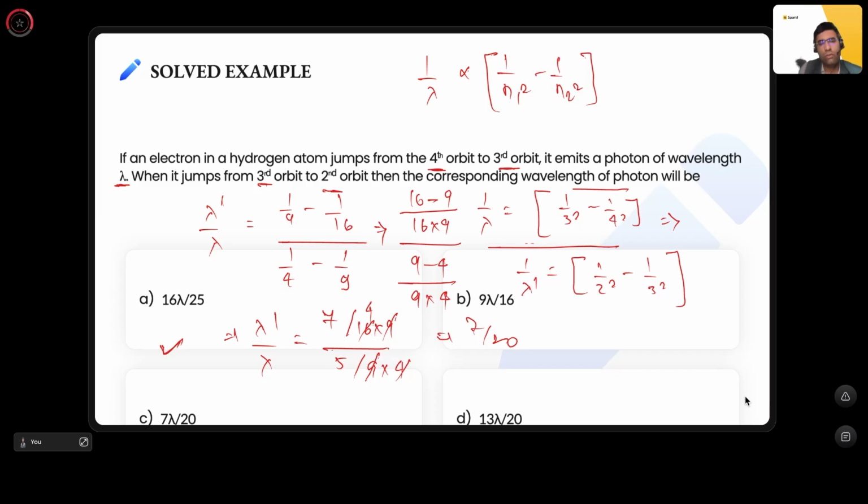So this is what we have to do. We have to remember this formula and do the calculations a little carefully. That's it.